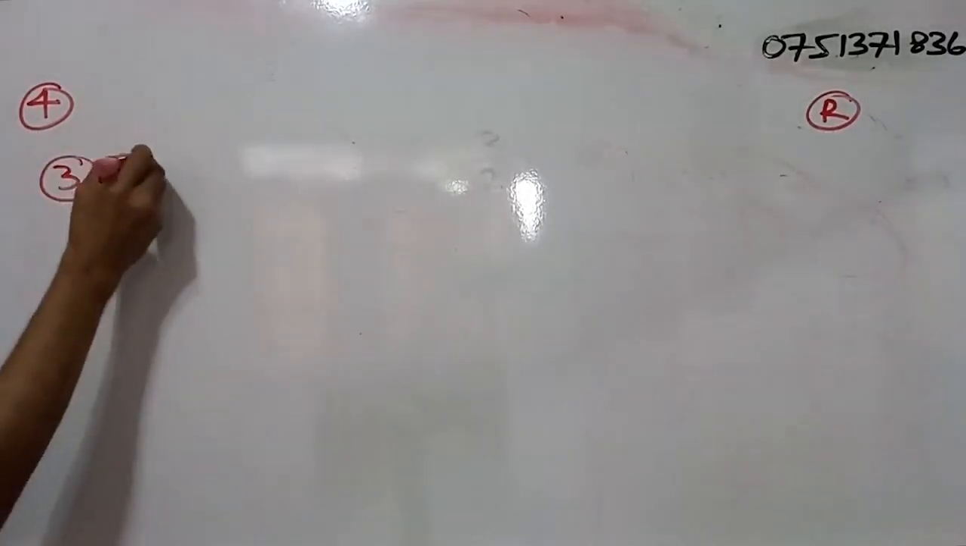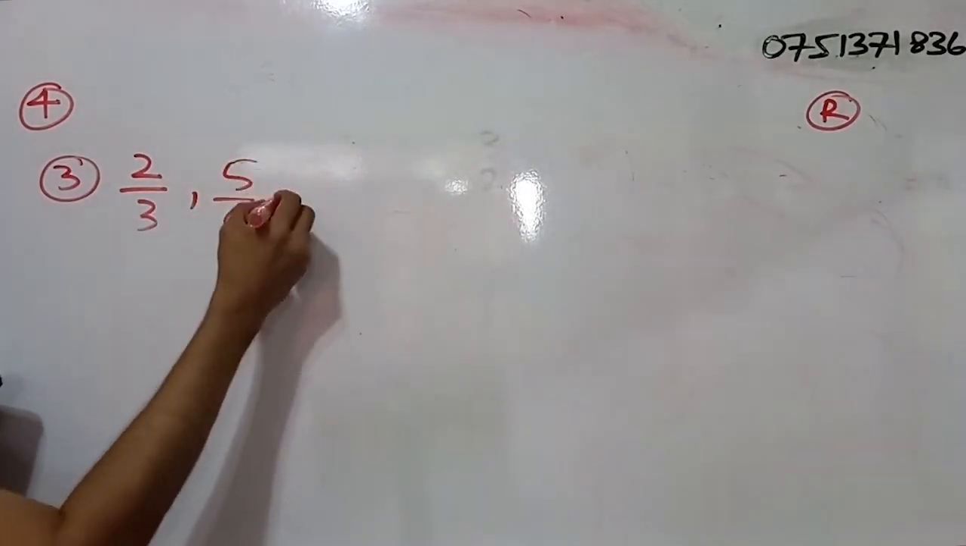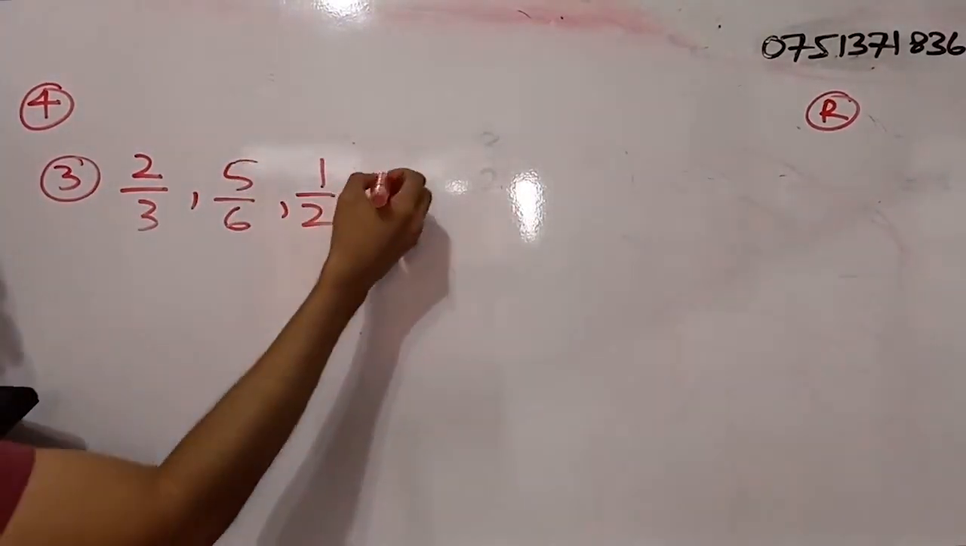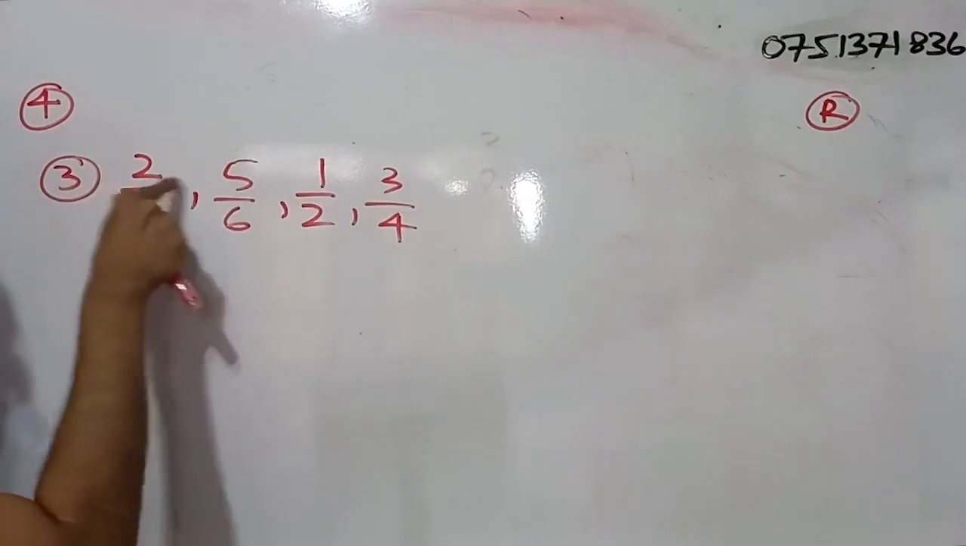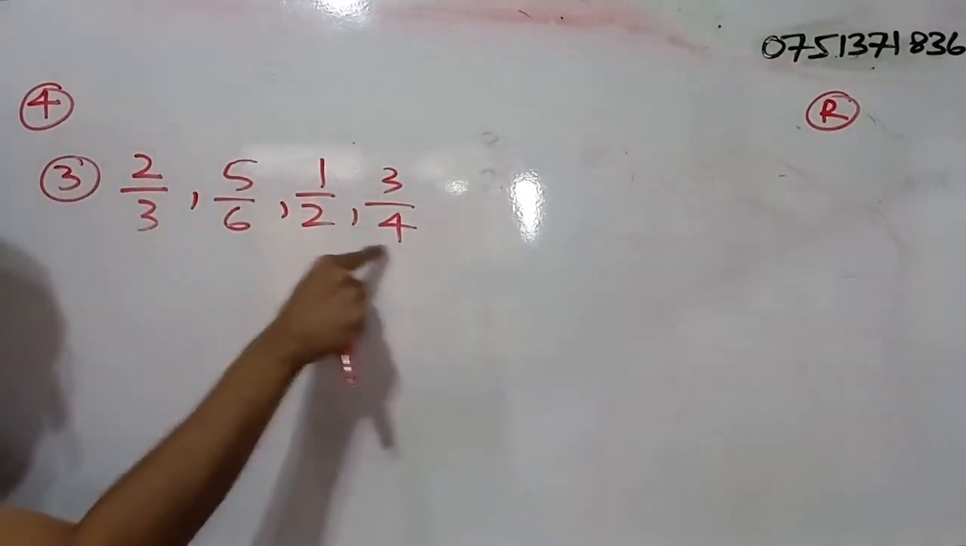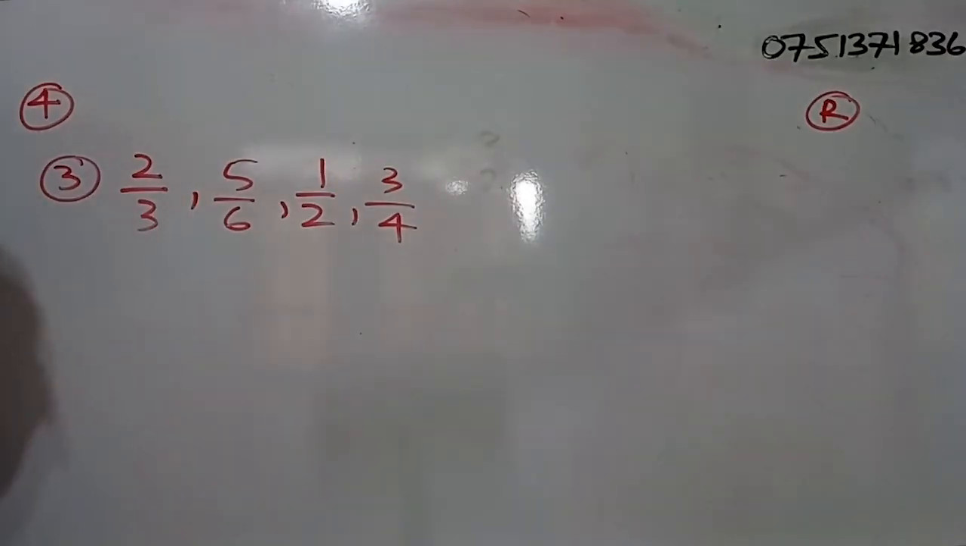Now part 3, we have 2 by 3, 5 by 6, 1 by 2 and 3 by 4. Now here, we cannot find a pattern. Pattern in the sense, the denominators are not equal, and the numerators are also not equal. Right? Then what do we have to do? We have to come up with the common denominator. Right?